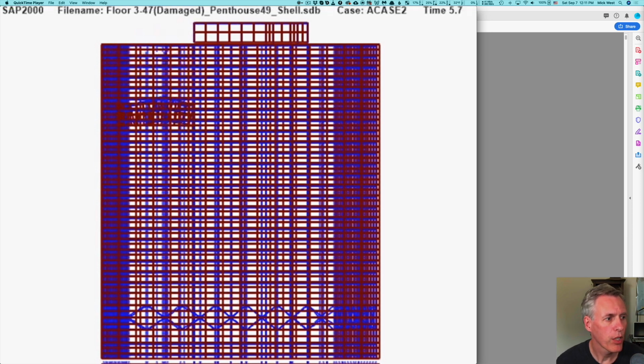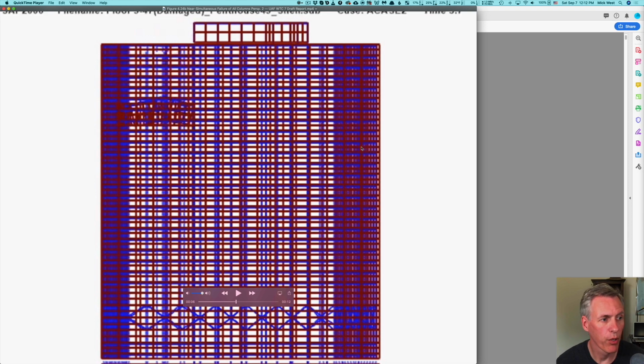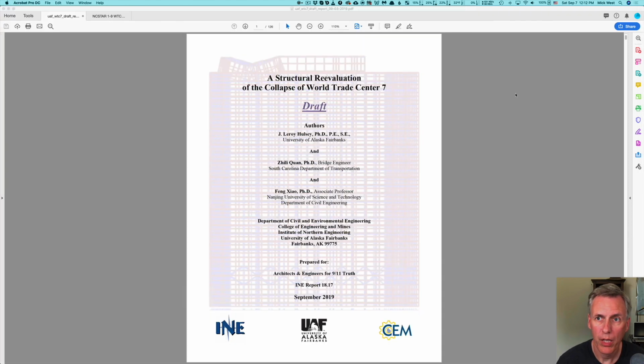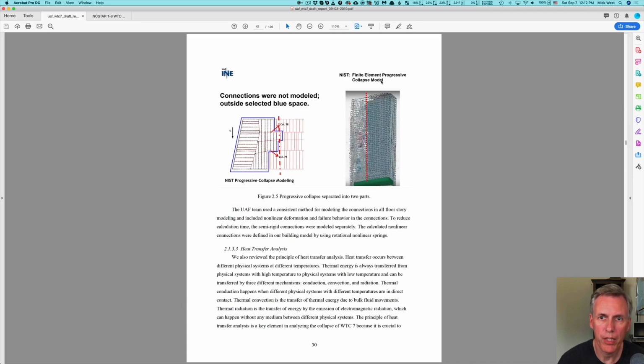My next question is, why do you continue to confuse NIST's ANSYS model with their LS-DYNA model? This is something that is in the report on pages 29 and 30. You say that the progressive collapse model was separated into two parts. You show it here and you show a line in the model. Problem is, this is the LS-DYNA model. This diagram refers to the ANSYS model, the 16th floor model. This is the global model. The 16th floor model is a completely different model. So I don't understand why you keep saying this wrong.